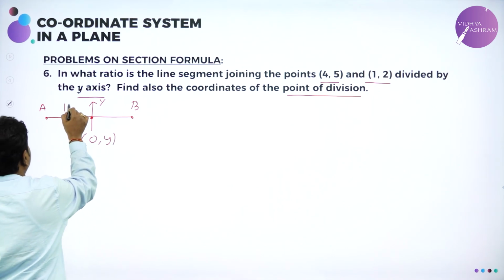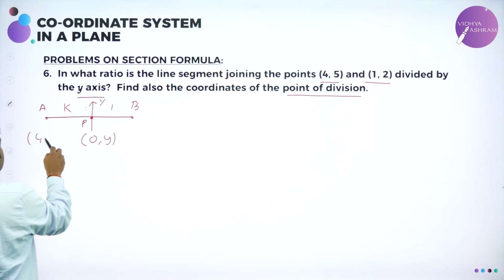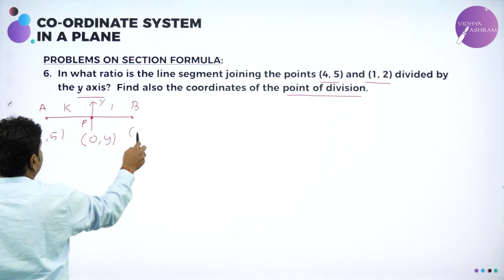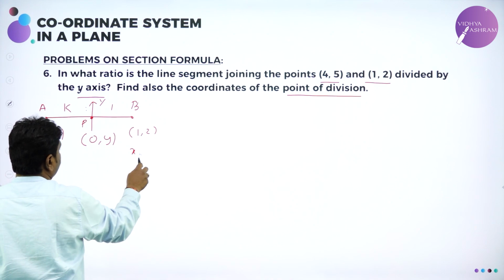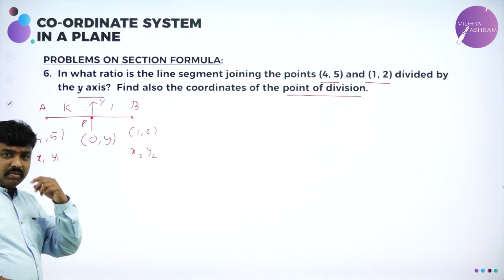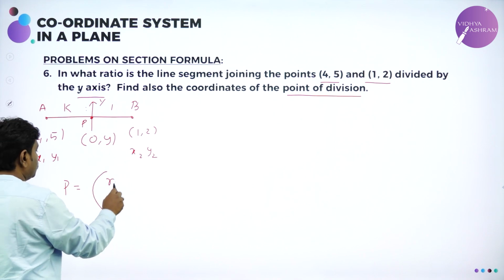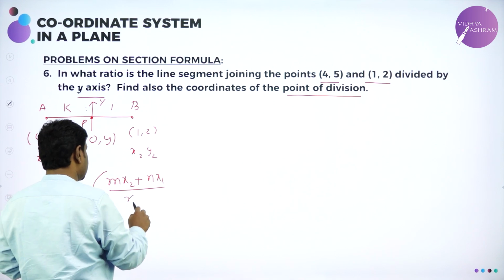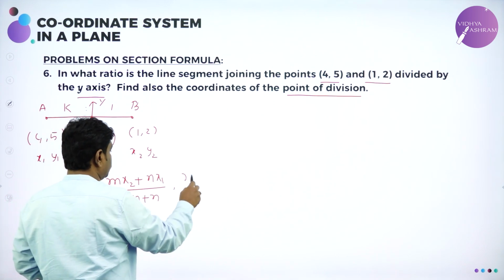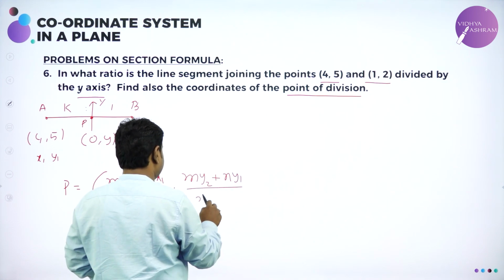And when they don't give the ratio, I told you, assume the ratio as k is to 1, and they gave endpoints. What are the endpoints? One is 4 comma 5, the other one is 1 comma 2. 4 comma 5 you call it x1 y1, and 1 comma 2 call it x2 y2, and use the section formula for internal division. So the point of division is equal to mx2 plus nx1 divided by m plus n, and my2 plus ny1 divided by m plus n.